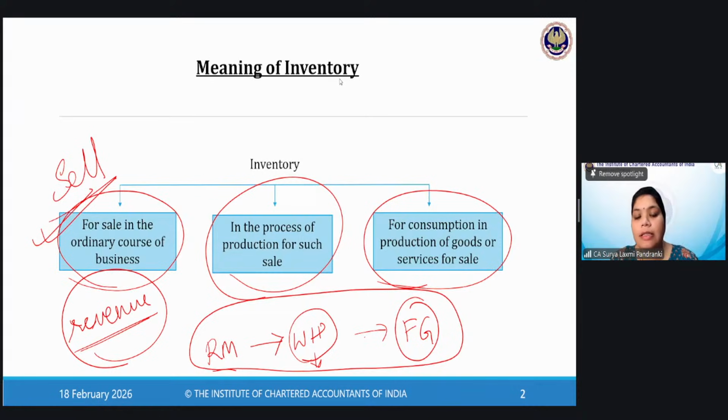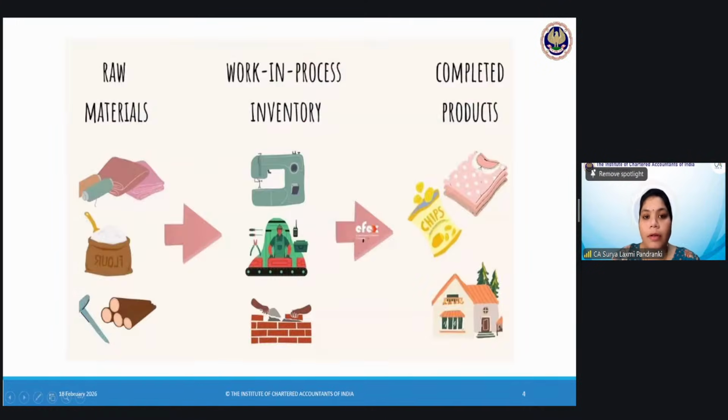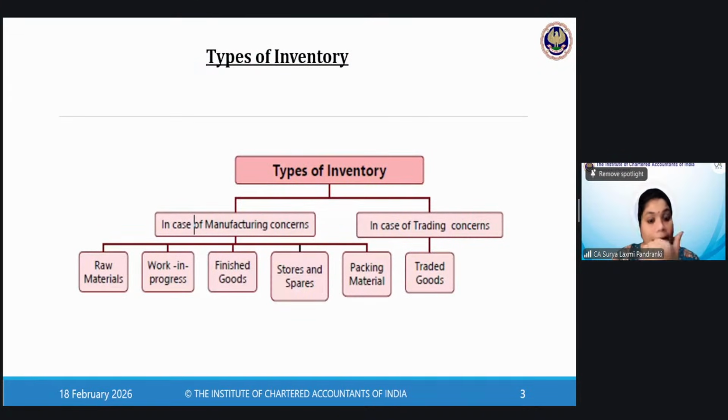I'm moving on. Since now we understood what is an inventory, but why are we learning this? Why do we have to know what is an inventory? What is the meaning of inventory? Why do you value it? All these things. Why are we learning this chapter, first of all? We need to do that, right? Okay. This, like I told you, in a broader sense, what is an inventory? Now, these are the types of inventories that we have.